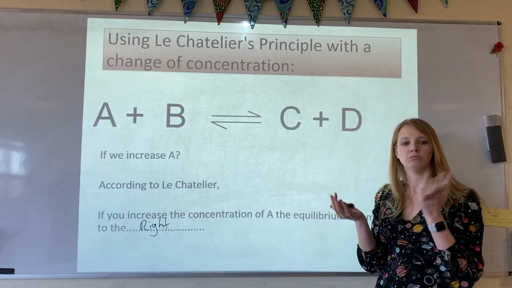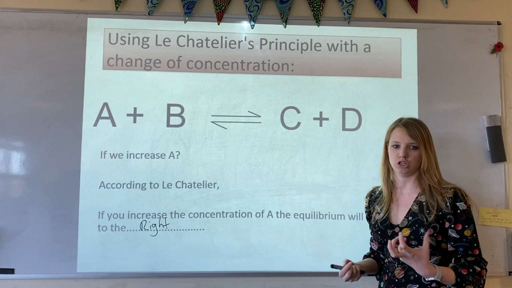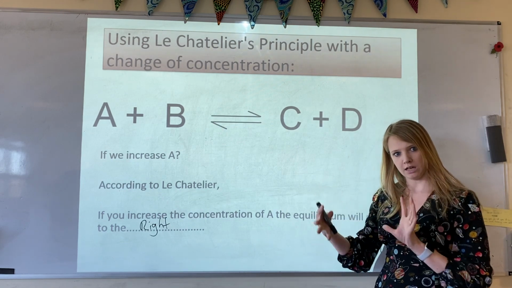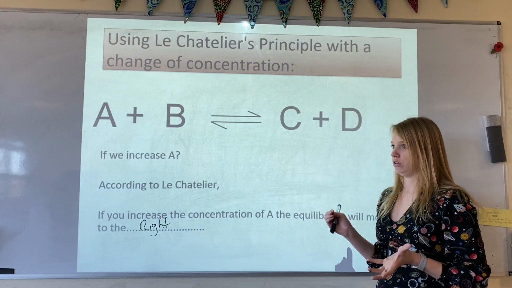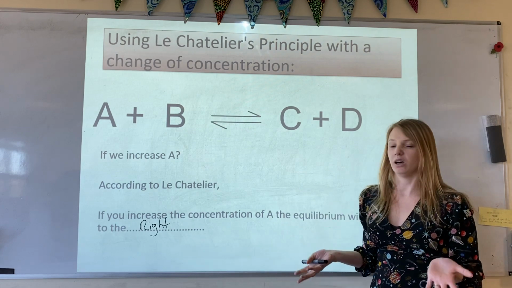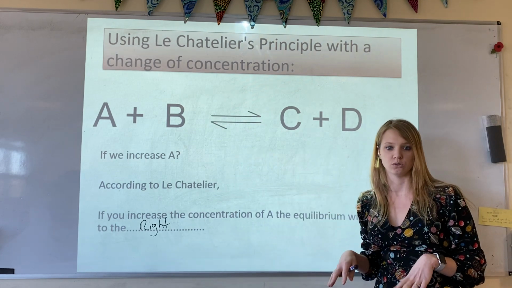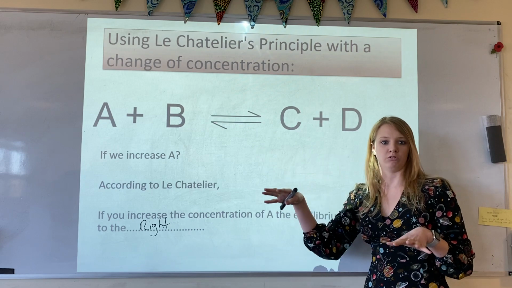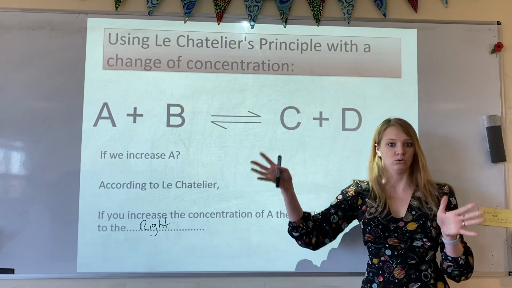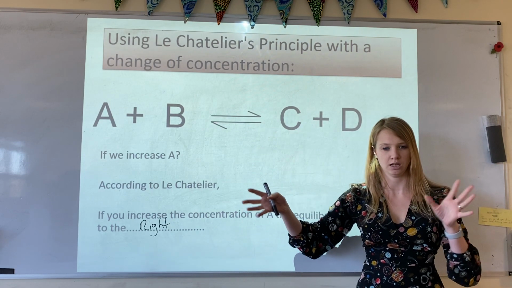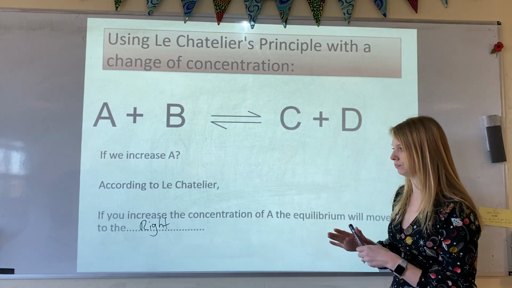So the system is trying to counteract that change. It's found a nice happy medium, but you've upset that by adding in a load more reactant. So it's gone, oh, well, if you're going to add more reactant, I need to make more product in order to balance myself out again. Okay, so that's really just all that's happening.